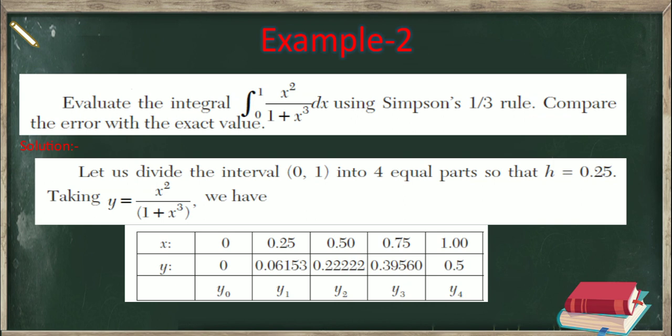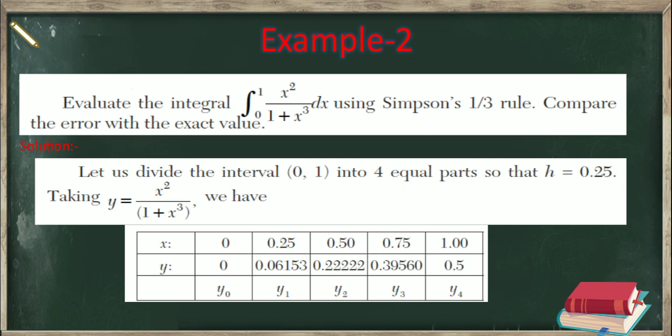Take the second example. Evaluate the integral 0 to 1 x square upon 1 plus x cube dx using Simpson's 1/3 rule and compare the error with the exact value. We divide 0 to 1 into 4 equal parts so that h is equal to 0.25. Taking y equal to x square upon 1 plus x cube, the values of x are 0, 0.25, 0.50, 0.75 and 1. Substitute the values of x in y.